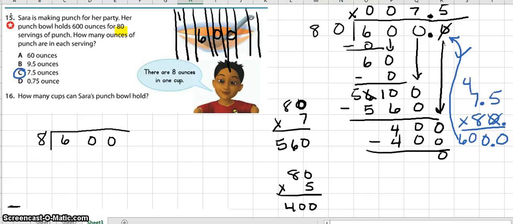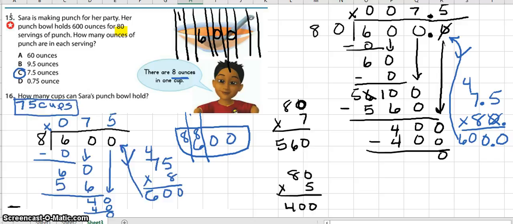Then it says, how many cups can Sarah's punch bowl hold? And right here it tells us that there's 8. So I'm now going to take that punch bowl that had 600, and I need to slice it into groups of 8. I need to know how many groups of 8 I can make, so we're going to be doing division. I went ahead and finished up that problem. We're just about out of time, so check it over. I did the division and got 75.